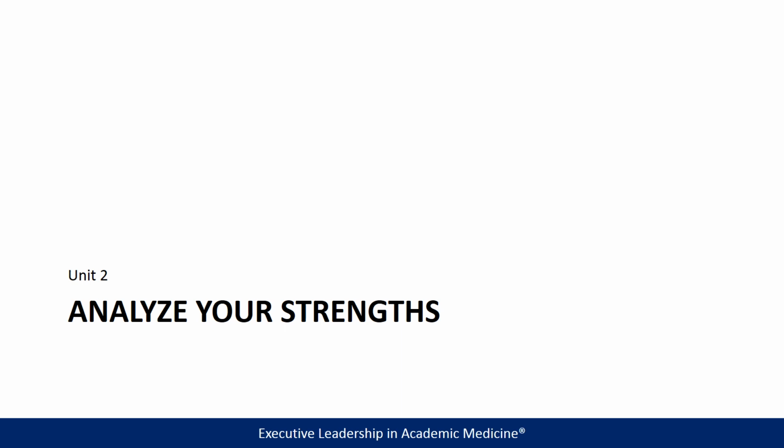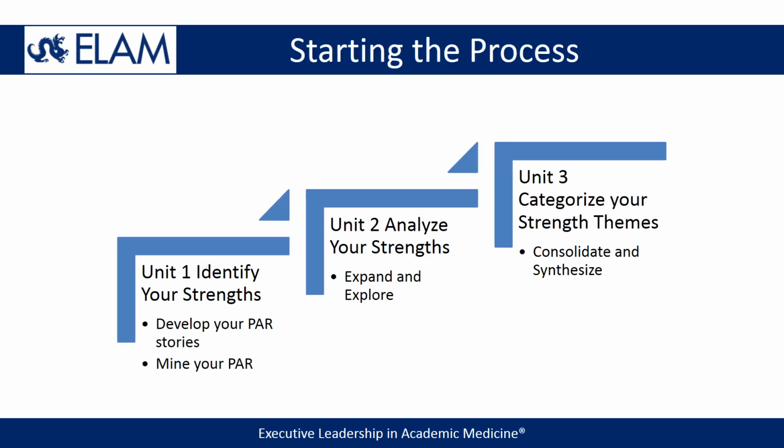In Unit 2, we will talk about how to analyze your strengths. So just to reorient you in the process, we completed the first step in Unit 1, identifying your strengths by developing PAR stories, and then in Assignment 1, mining them for their vein of gold. You identified your strengths within the story independently and had others review them, filling your worksheet with the strengths that you see and the strengths that others see. We hope you learned or confirmed information about your strengths and had some fun doing it.